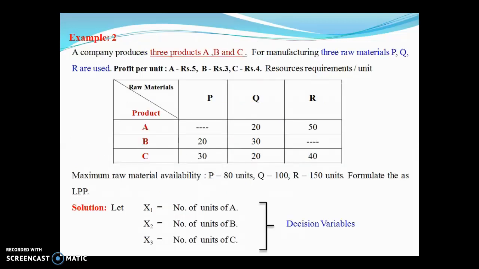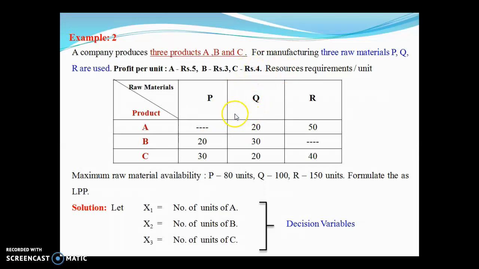Okay, similarly for the second problem, the statement: a company produces 3 products A, B, C, and for manufacturing uses 3 raw materials P, Q, R. The profit per unit for product A is rupees 5, for product B 3 rupees, and similarly for product C 4 rupees.